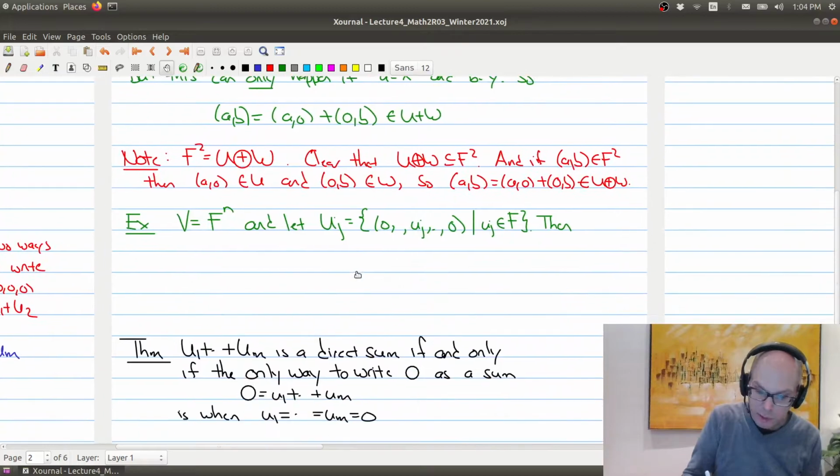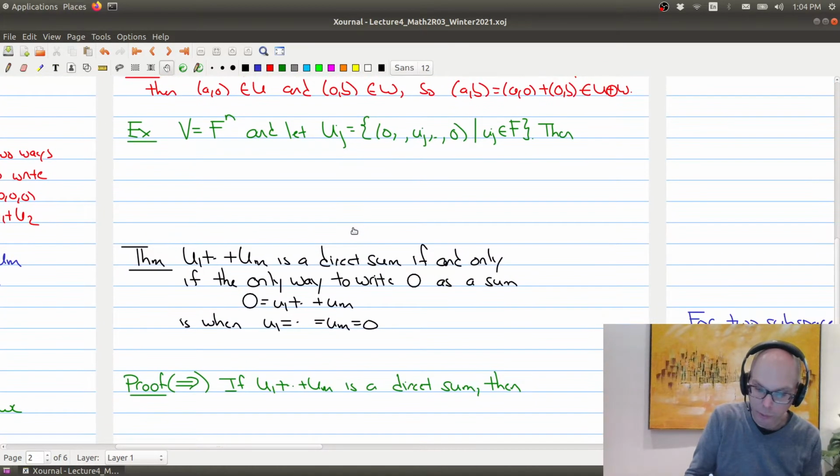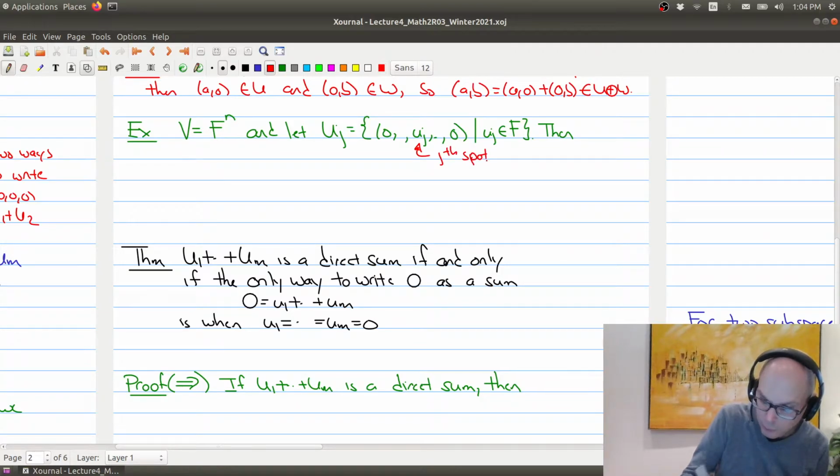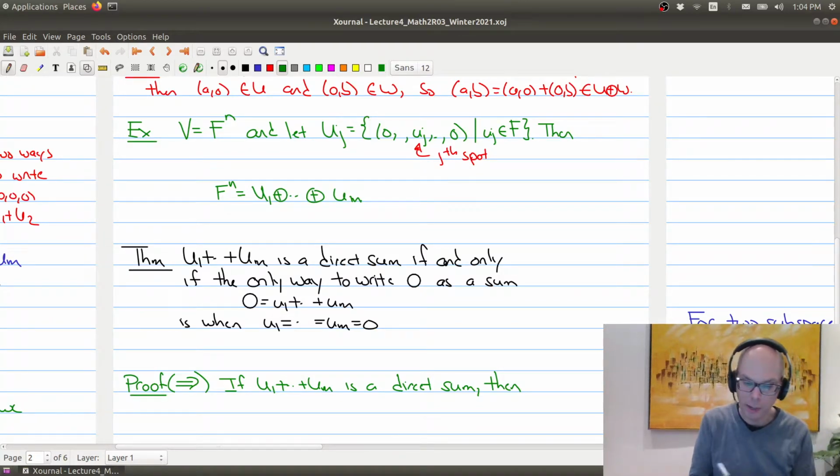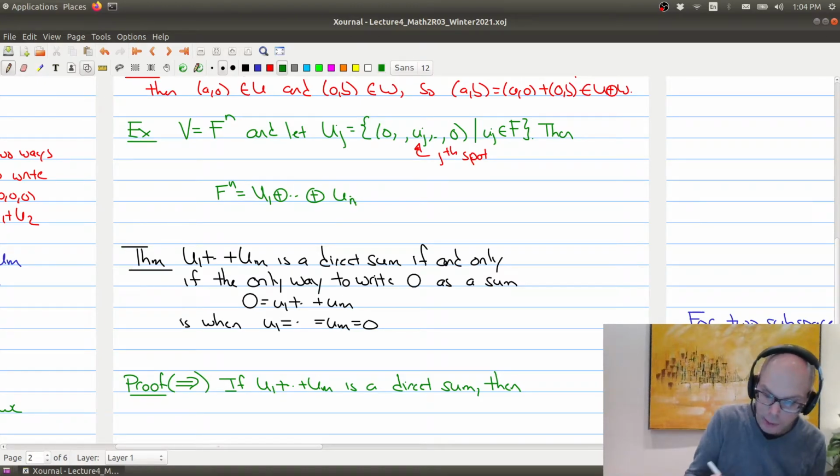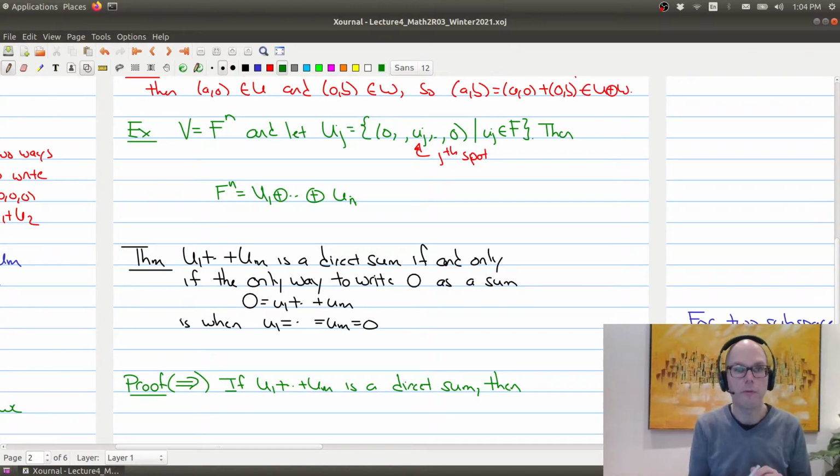And in fact, there's nothing special about this particular example that I wrote in red. If you take V to be any F^n, and if I take Uj to be the set of all vectors where every coordinate is 0 except for the one in the j spot, then what we have is the decomposition of F^n into direct sums as follows. That should be an n. We're just specializing the example that we did just before the break.